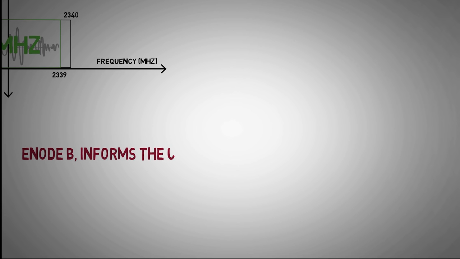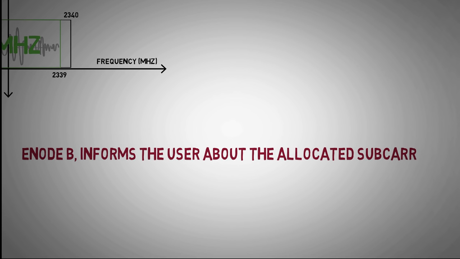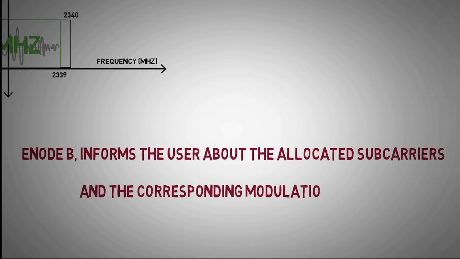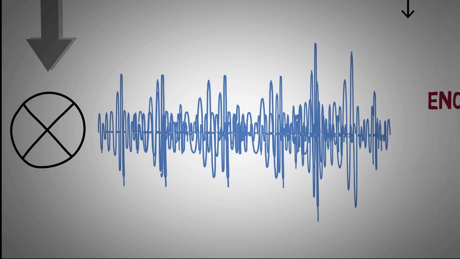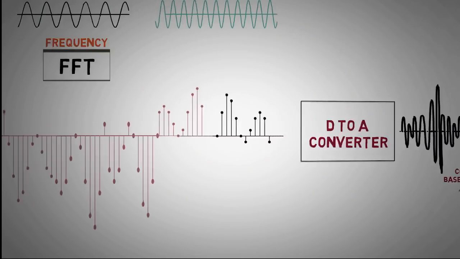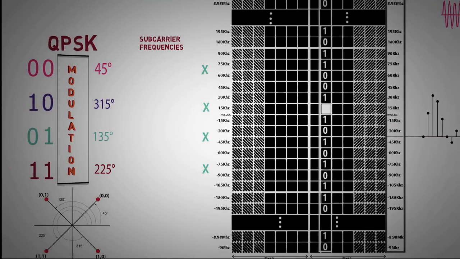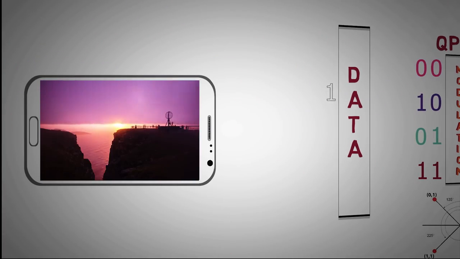Node B informs the user about the allocated subcarriers and the corresponding modulation scheme. So, when the RF signal reaches the user's terminal, all these processes are reversed and finally the user is able to receive the data intended for it.